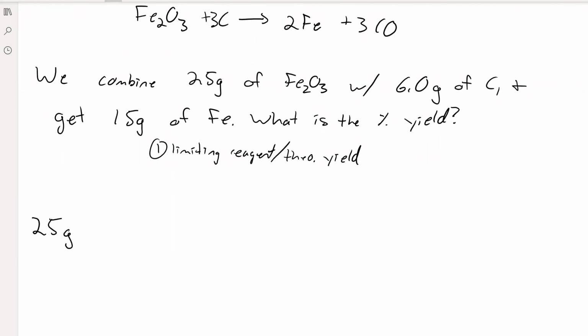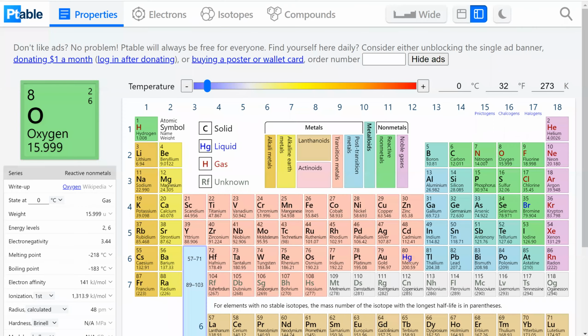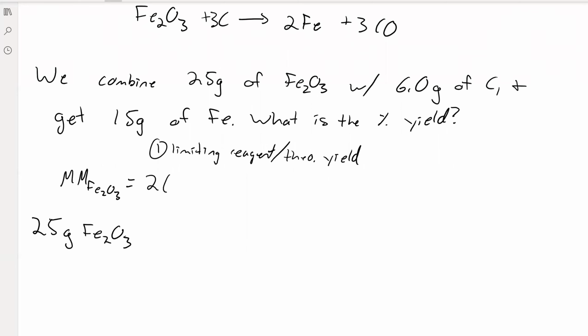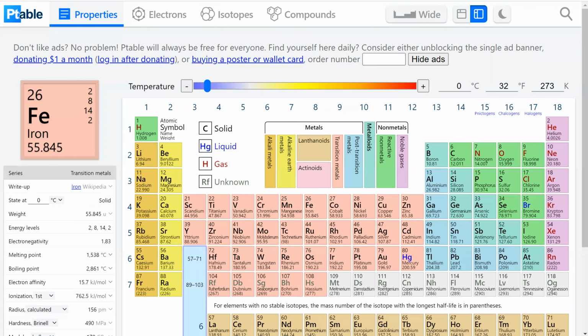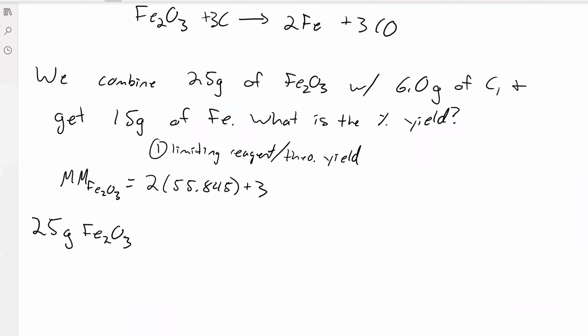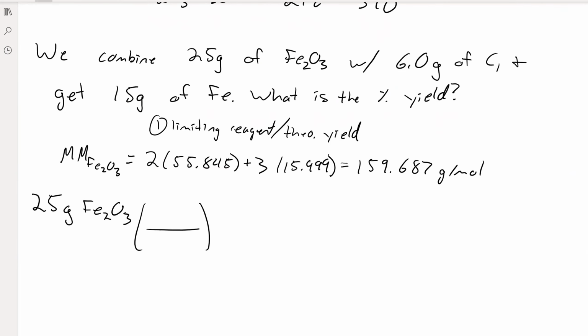So we have 25 grams of Fe2O3. Anytime we have grams, we almost always want to change it to moles. So to do that, we need to find our molar mass of our iron oxide. So let's see, iron is 55.845. So 2 times 55.845 plus 3 times oxygen, which is 15.999. We get 159.687 grams per mole. So that'll allow us to go from grams to moles.